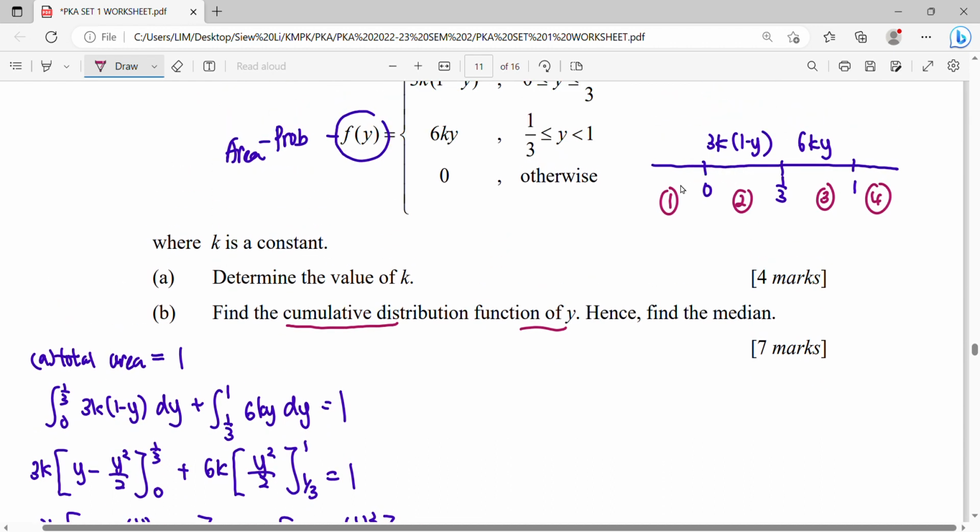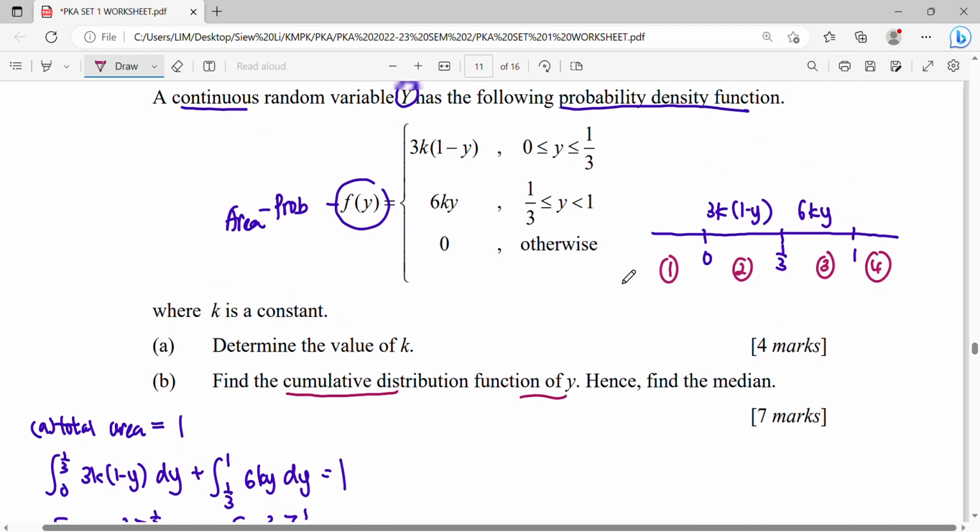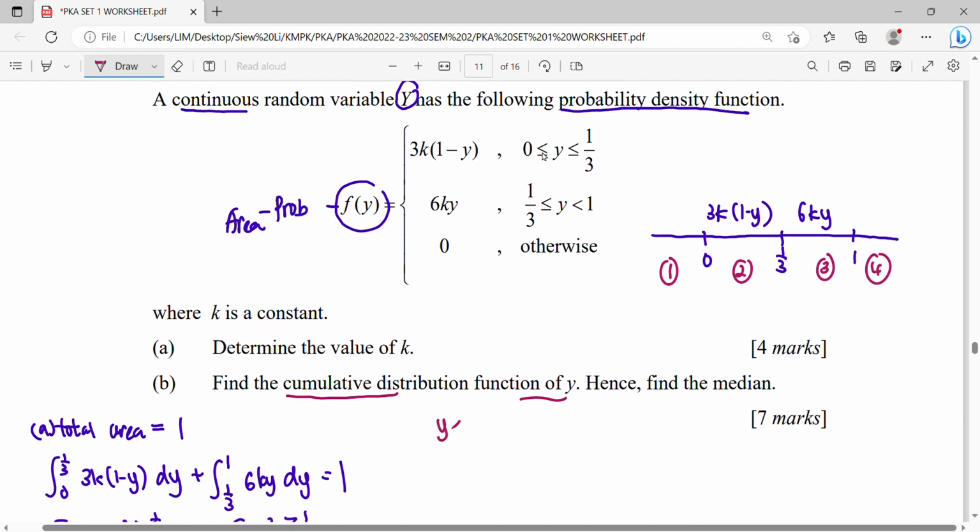It will be y less than 0. So equal or not? No equal. Y less than 0, our cumulative starts from 0, nothing here. Alright, then we move on. So we're done here, we move on.